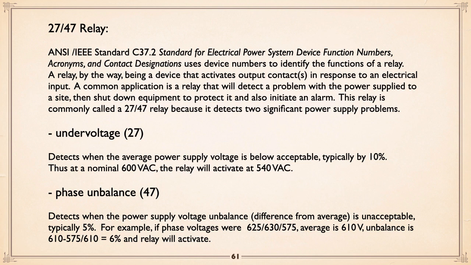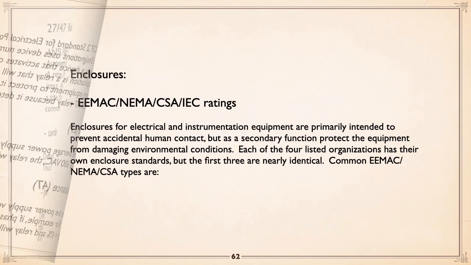Therefore, the unbalance is, if you take the average of 610 and subtract the lowest, the 575, divided by the average, about 6%. Your imbalance is 6%. Anything over 5 is bad. So at 6%, the relay again will activate. Okay, so now you know what a 27/47 relay is, which a lot of people don't.